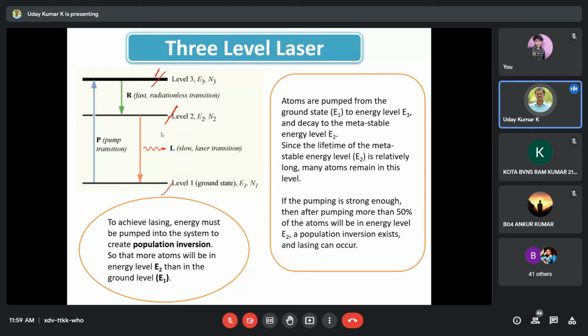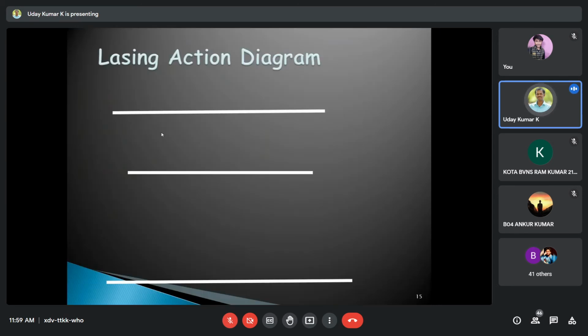This E2 is a metastable state. Now, relatively, this metastable state lifetime will be higher compared to E3, right? So if the pumping is strong enough, then after pumping, more than 50% of the atoms will be in the higher energy level, E2, and a population inversion will be achieved between E2 and E1. So that is what a 3-level laser is.